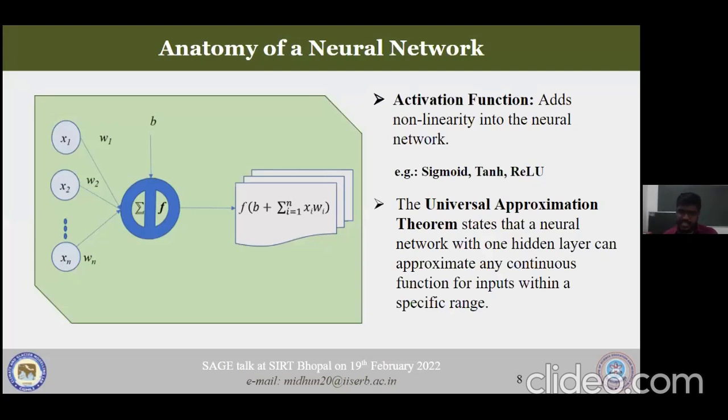There is a theorem called the universal approximation theorem, which states that a neural network with even one hidden layer can approximate any continuous function for inputs within a specific range. This is very mathematical, so let me explain in a simple way.